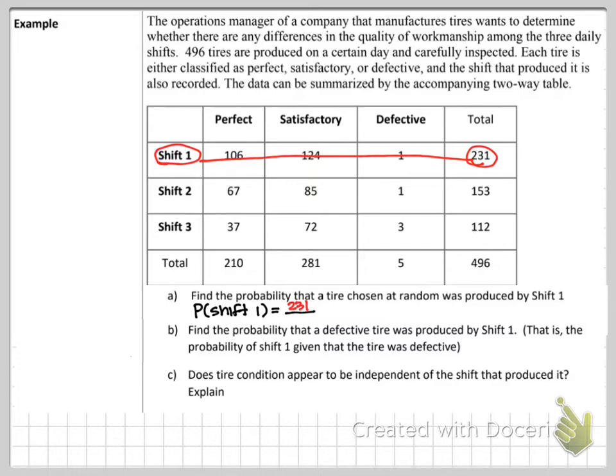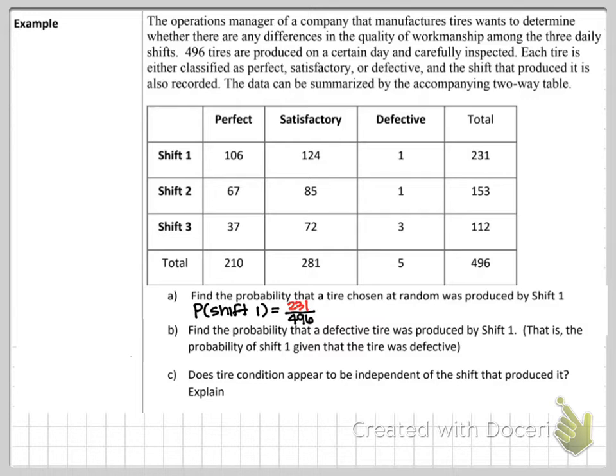But then I have to think about how many were made completely. Shift 1, shift 2, shift 3, if there was an A shift or a B shift, all of them. That's going to be the bottom right-hand corner, 496. So I'm going to put that in the bottom. So the probability that it was produced by shift 1 is 231 over 496. Okay, let's get rid of those marks. And we'll go to the next question.